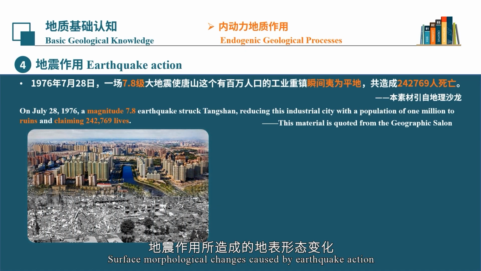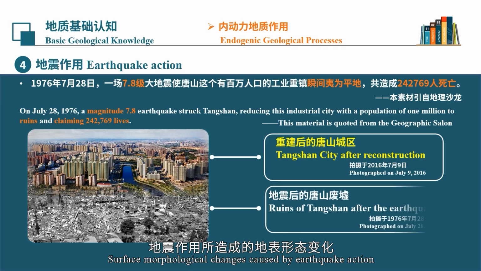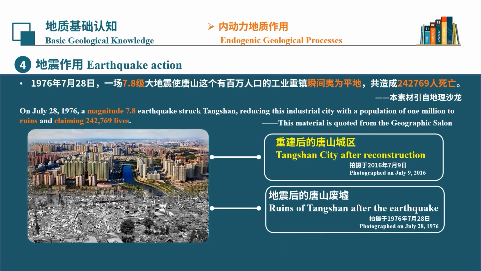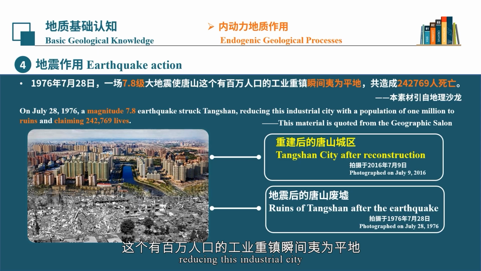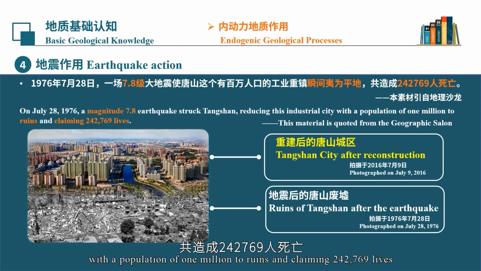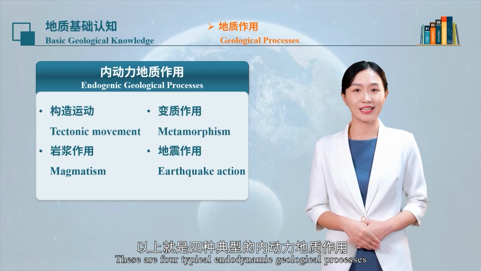Surface morphological changes caused by earthquake action are often intense. On July 28, 1976, a magnitude 7.8 earthquake struck Tangshan, reducing this industrial city with a population of 1 million to ruins and claiming 242,769 lives. These are four typical endodynamic geological processes.